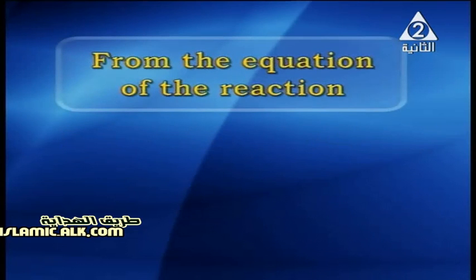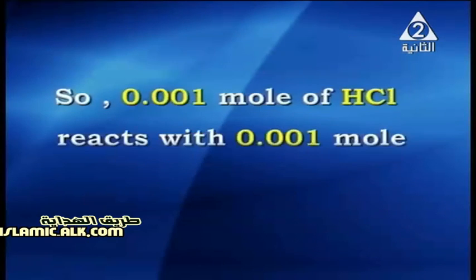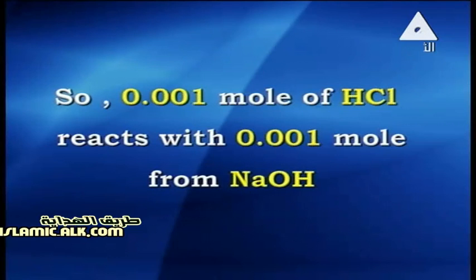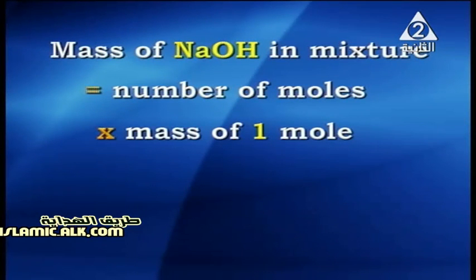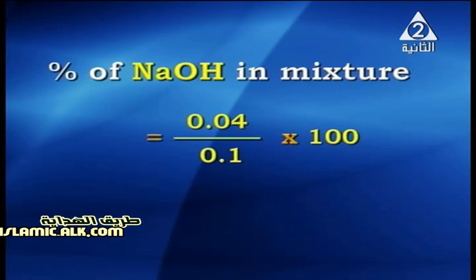So from the equation of the reaction, 1 mole of hydrochloric acid reacts with 1 mole of sodium hydroxide. So 0.001 mole of hydrochloric acid reacts with 0.001 mole of sodium hydroxide. So the mass of sodium hydroxide in the mixture equals number of moles times the molar mass. So 0.001 times (23 plus 16 plus 1) equals 0.04 gram. So the percentage of sodium hydroxide in the mixture is 0.04 over 0.1 times 100 equals 40%.